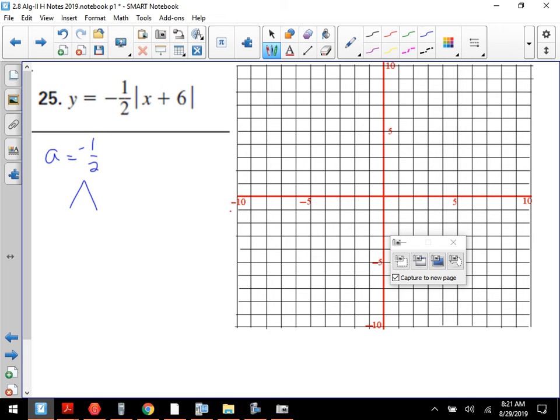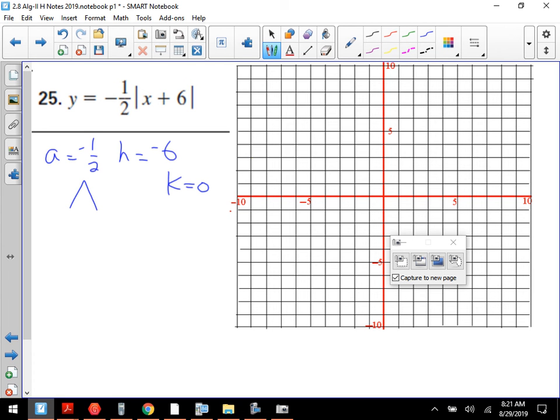My H value... Caitlin, what's your H value? -6, good. What's your K value? 0, good. So your K value, shh, guys, come on. Your K value is 0 because it's not there.